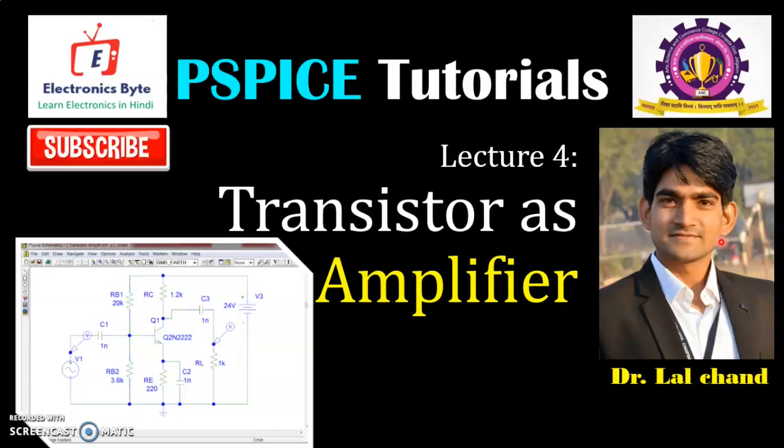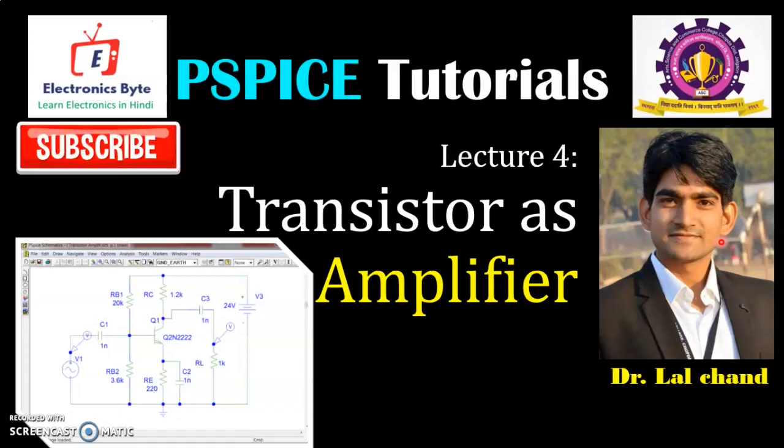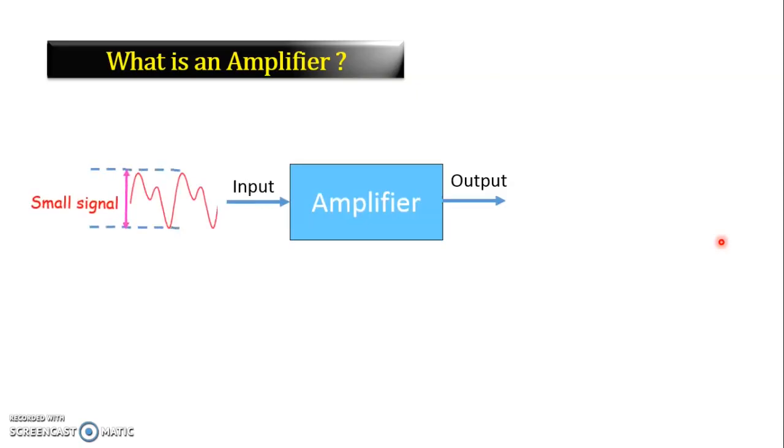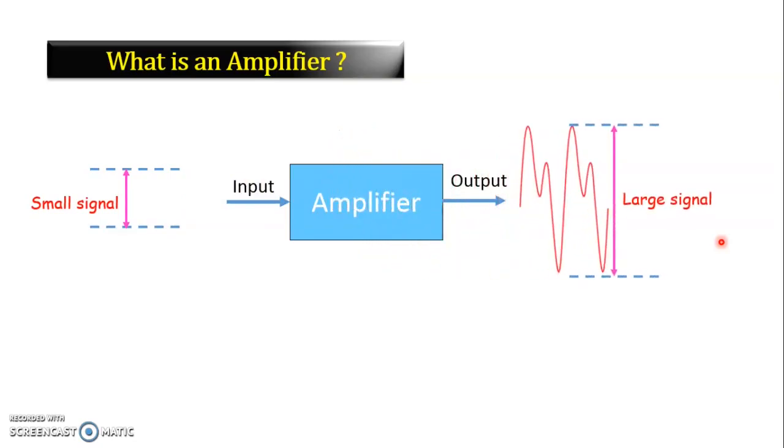In this PSPICE tutorial, welcome to lecture 4, Transistor as an Amplifier. In this lecture we will simulate the circuit of an amplifier using a transistor. So in short, we should understand what an amplifier is. An amplifier is an electronic circuit which amplifies the weak signal applied to its input, and we get a large signal at the output. The amplifier is built up of a transistor. So let's see how a transistor works as an amplifier.